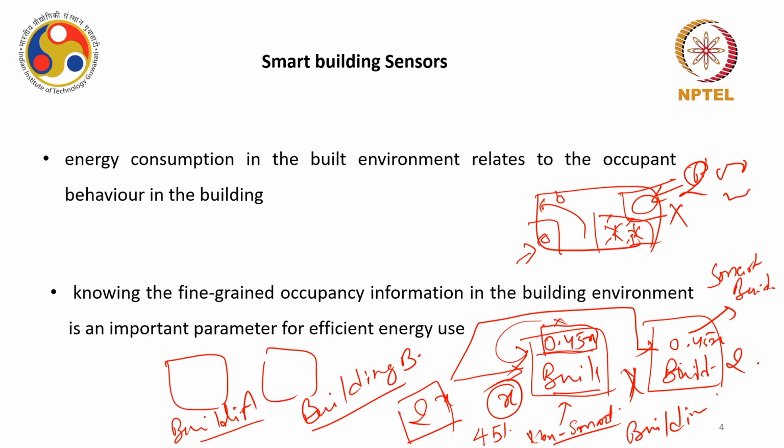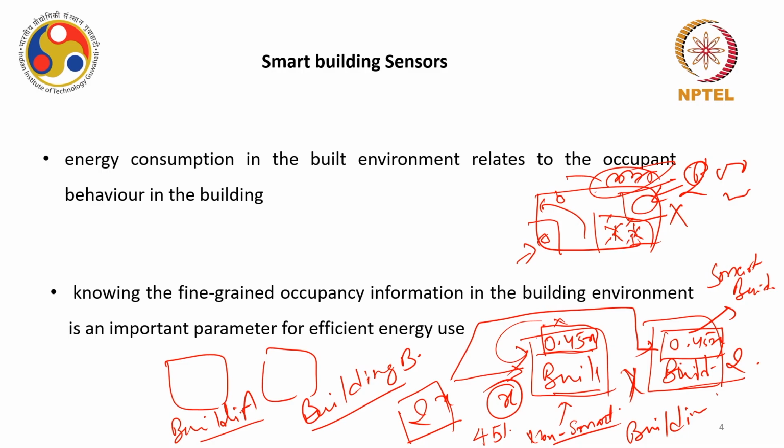There can be cases where a heating element is placed over here for heating in winter, and in summer it is also glowing, because there is no sensor, nobody has checked that, and it is still glowing. However, in a smart building, I will show you that there are a number of sensors installed. So I can ensure that the 0.45x of energy being consumed by building 2 is utilized properly and for the benefit of the occupant. That's the difference between a smart and non-smart building.